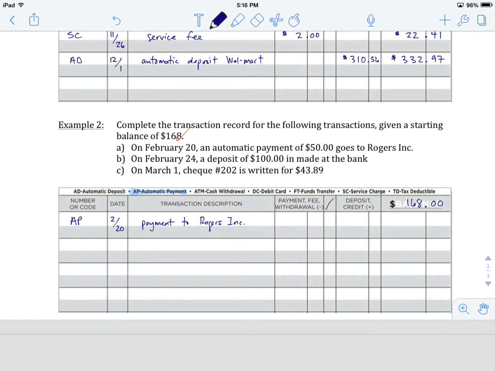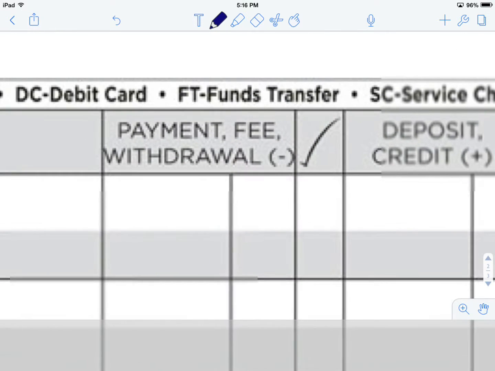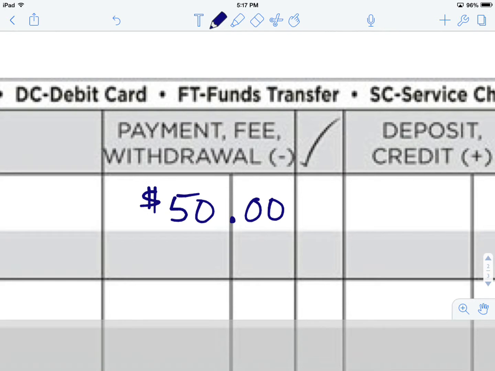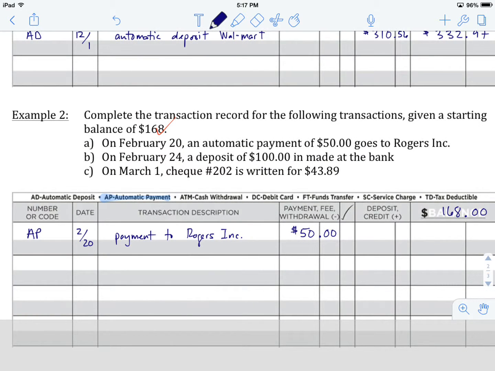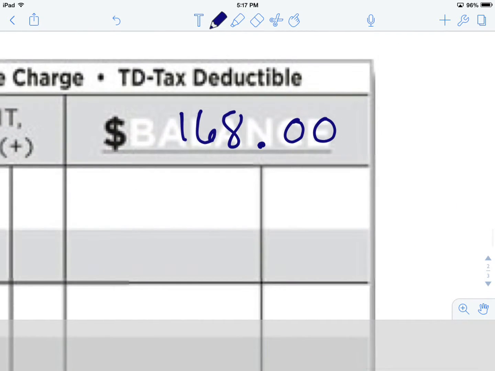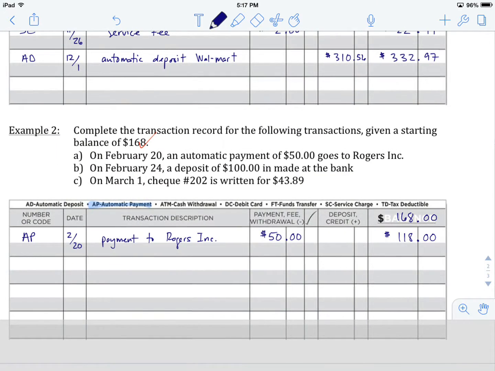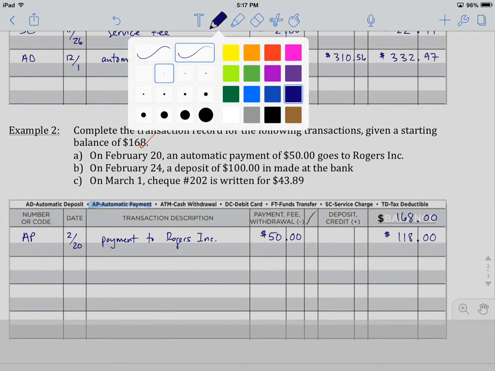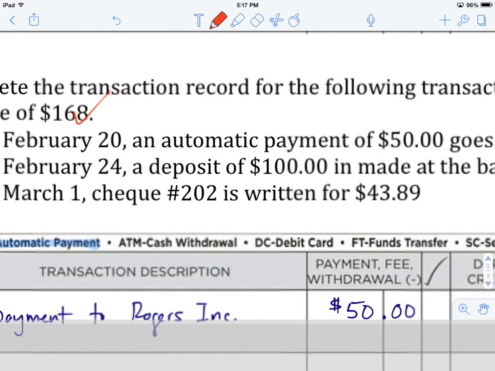Now again, this is a payment, so that means money is going to be coming out of the account for $50, so that's going to go right here. This is the withdrawal section and payments. So $50 less. Again, now we've got to go to the end of the line and adjust our balance. So we have $168 minus $50 gives us $118 and no cents. All right, so that's the first full transaction completed.